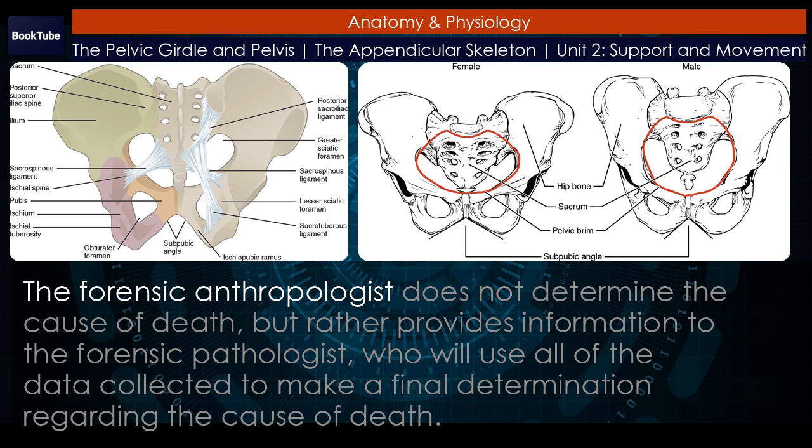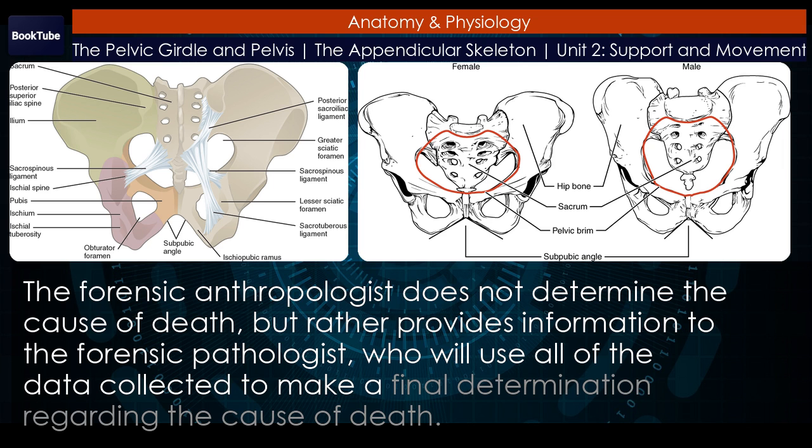The forensic anthropologist does not determine the cause of death, but rather provides information to the forensic pathologist, who will use all of the data collected to make a final determination regarding the cause of death.